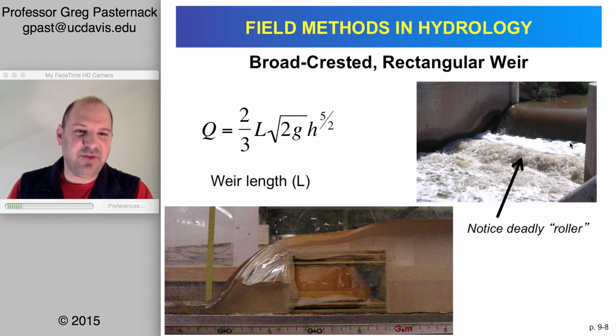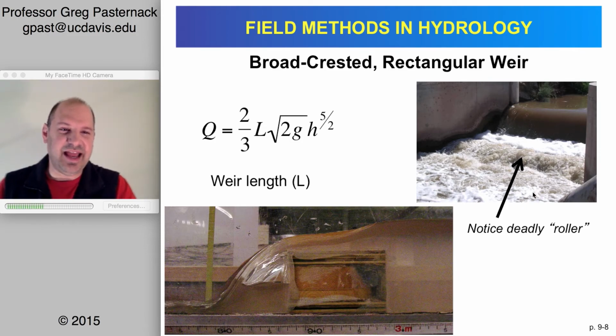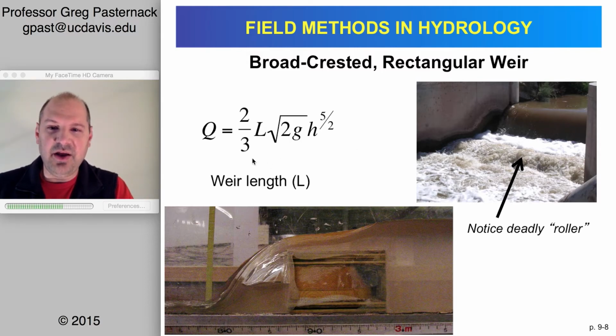The water is flowing down here. If you fell in this, there is no hope. You are done. So that's an example of why this is such a deadly contraption. But anyway, the discharge for a broad crested weir is given by this equation here, where weir length is this length here, the square root of 2g, gravitational constant, h to the 5/2.